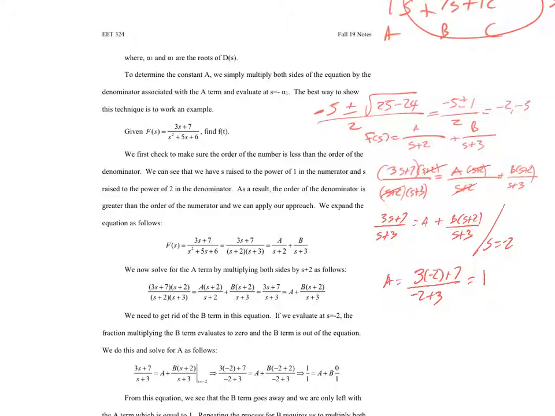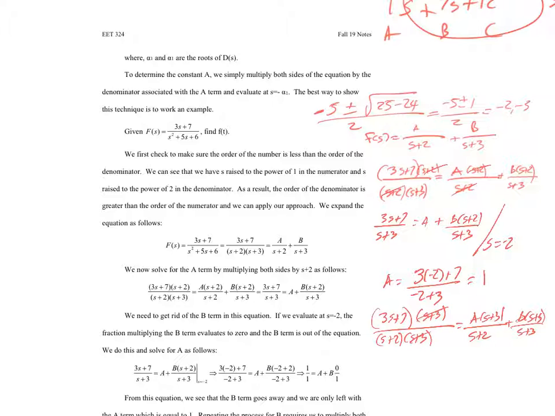Got that one? Ready to go on to b, or do we want to pause here for a little longer? All right, if we're good with that, let's do b. So 3s plus 7. I'm now multiplying both sides by whatever is under the b term. s plus 3 over s plus 2 times s plus 3 is equal to a times s plus 3 over s plus 2 plus b times s plus 3 over s plus 3. Again, just multiplying by whatever is under the b term.